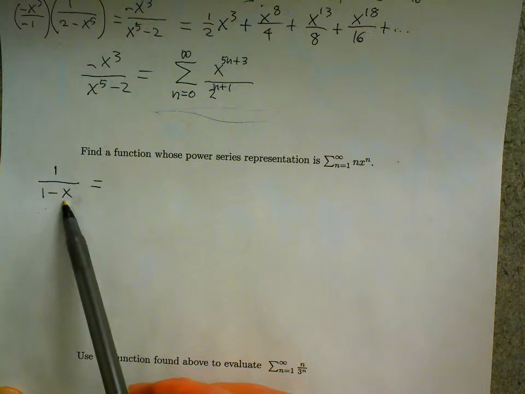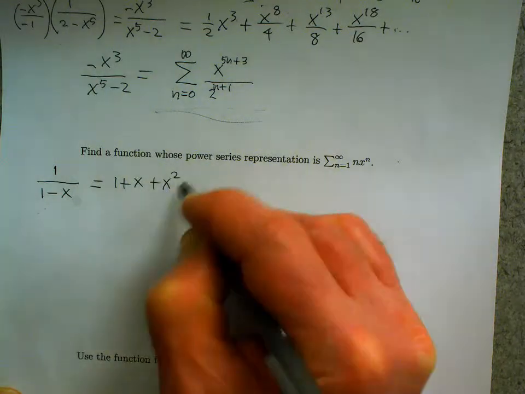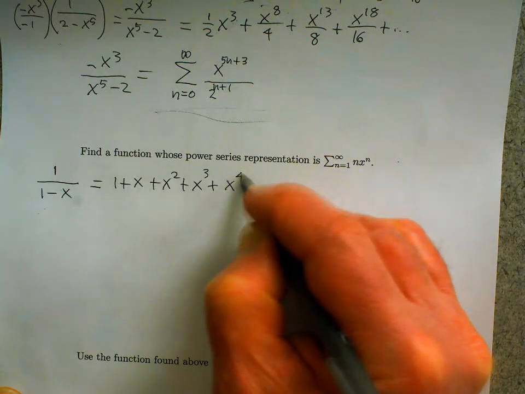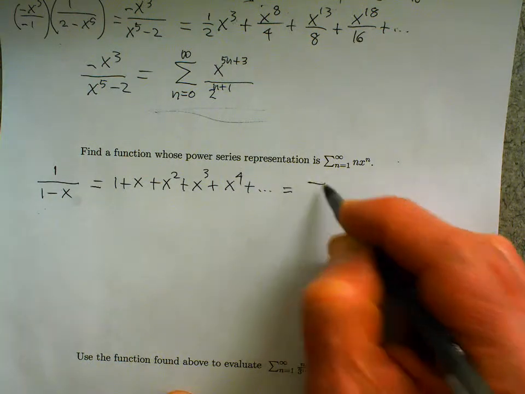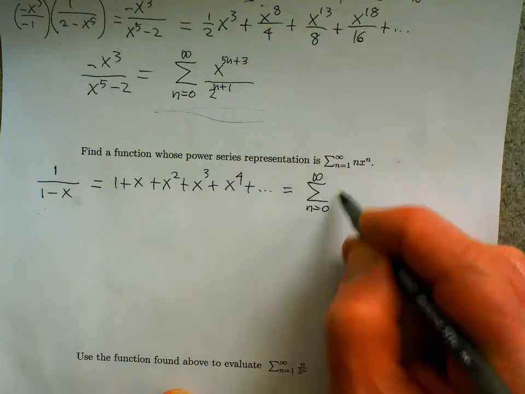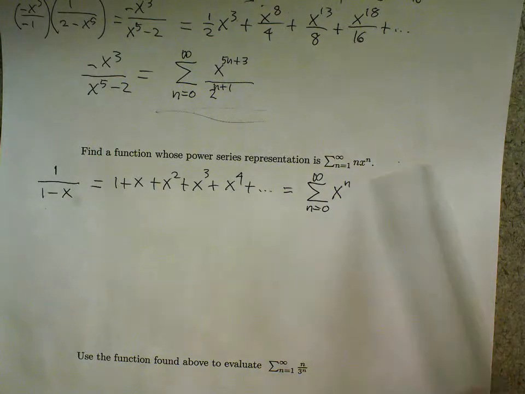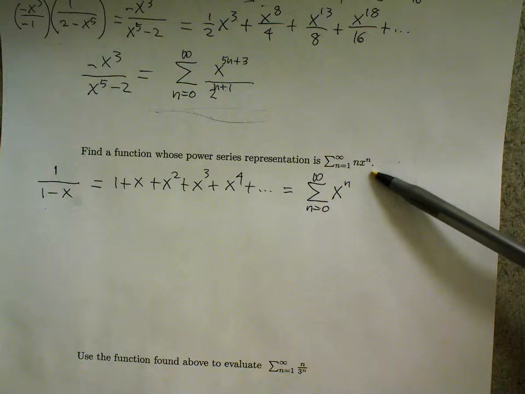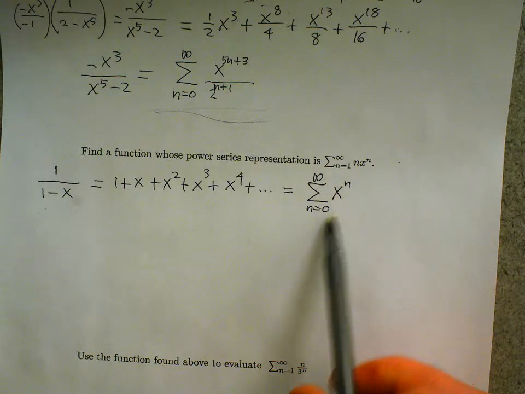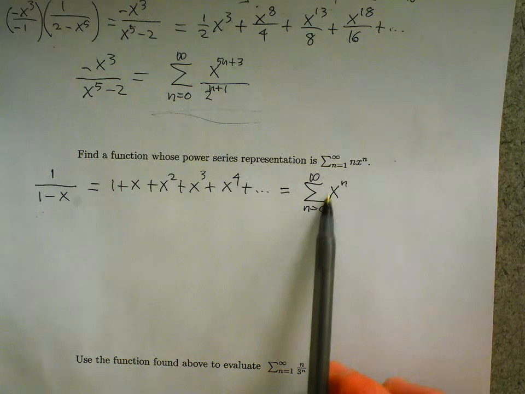As long as the absolute value of x is less than 1, 1 over 1 minus x is 1 plus x plus x to the second, and so on. And in sigma notation, if we start at n equals 0, then the terms are x to the n. This original power series has a coefficient of n times x to the n. Well, how can we get a series where the coefficients are n? In this series, the coefficients are all 1.